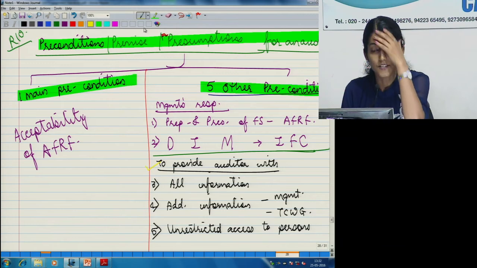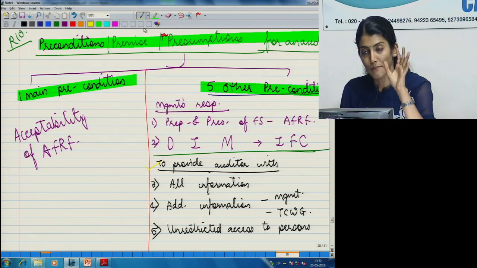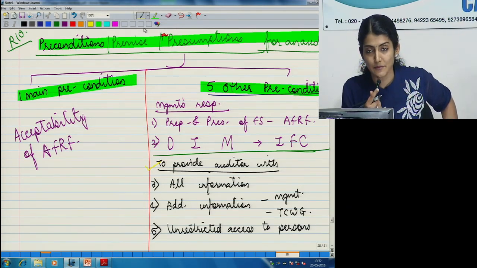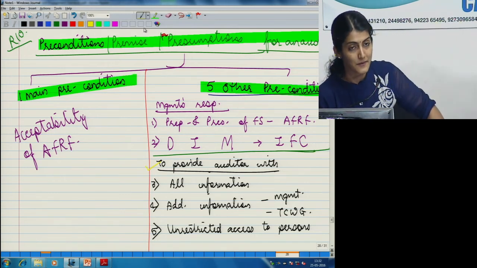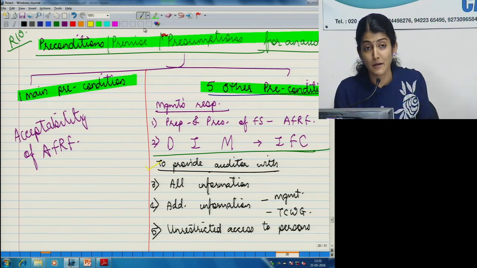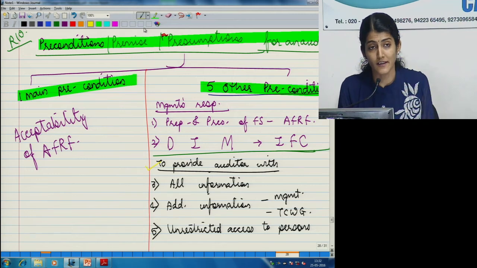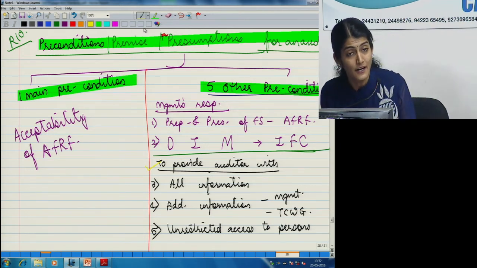What are the other preconditions? Preparation and presentation of financial statements in accordance with AFRF, management, your responsibility. Design, implementation and maintenance of internal financial control, management, your responsibility.